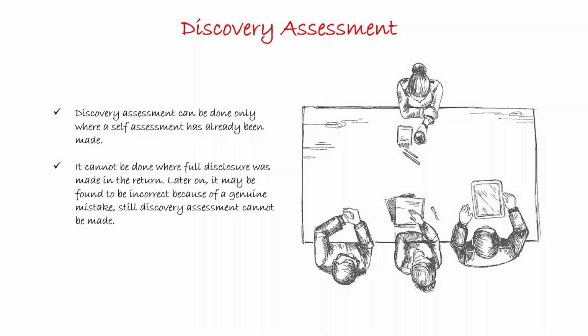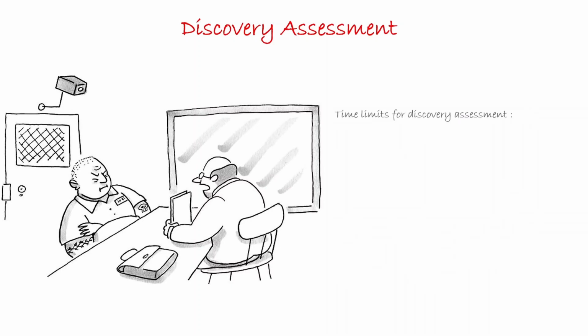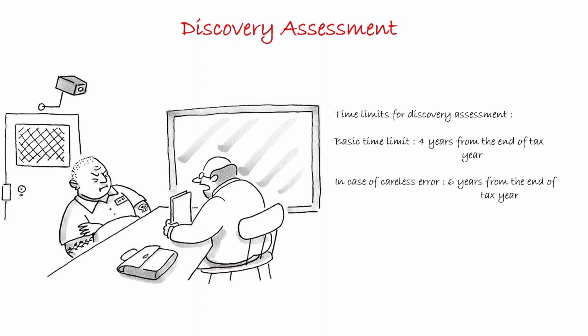But discovery assessment has also some time limits. Basic time limit for discovery assessment is 4 years from the end of tax year. In case of careless error, the time limit is 6 years. And in case of deliberate error, the time limit is 20 years. Also note that a discovery assessment can be appealed against.